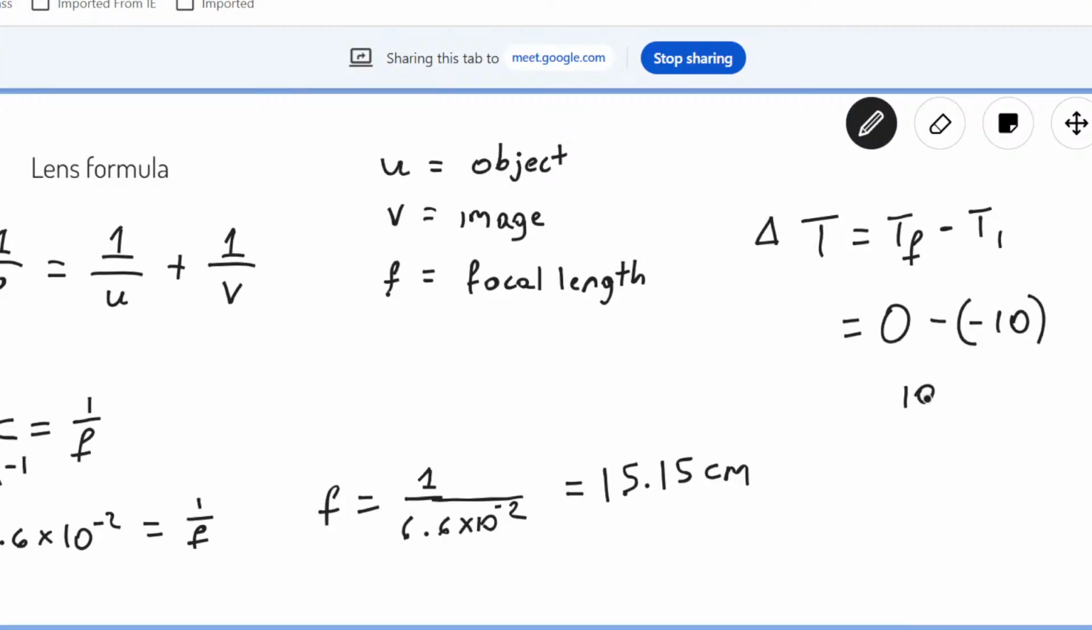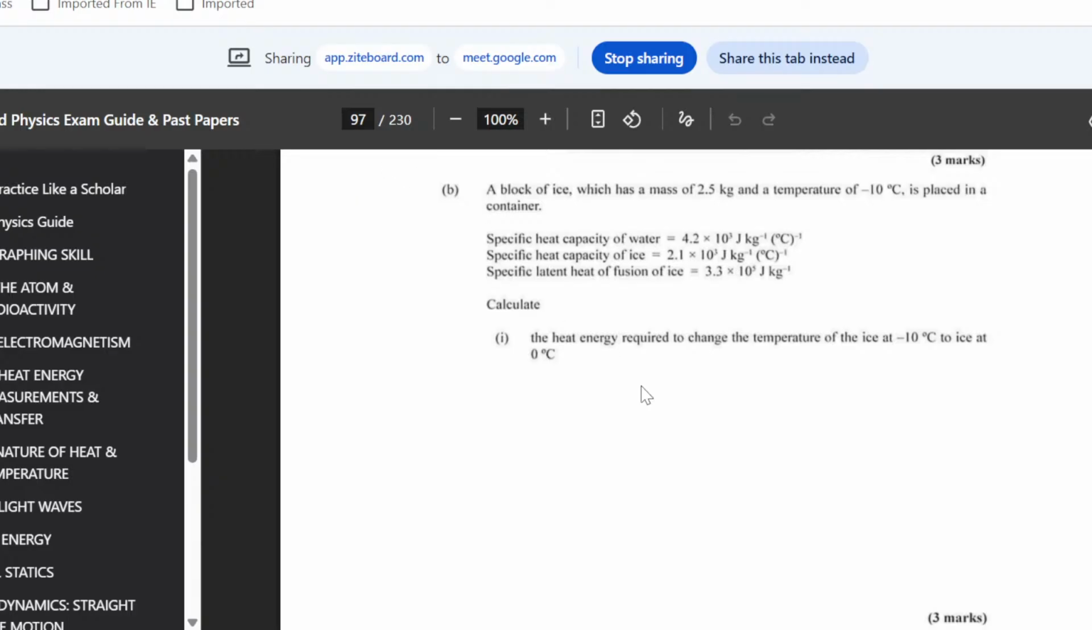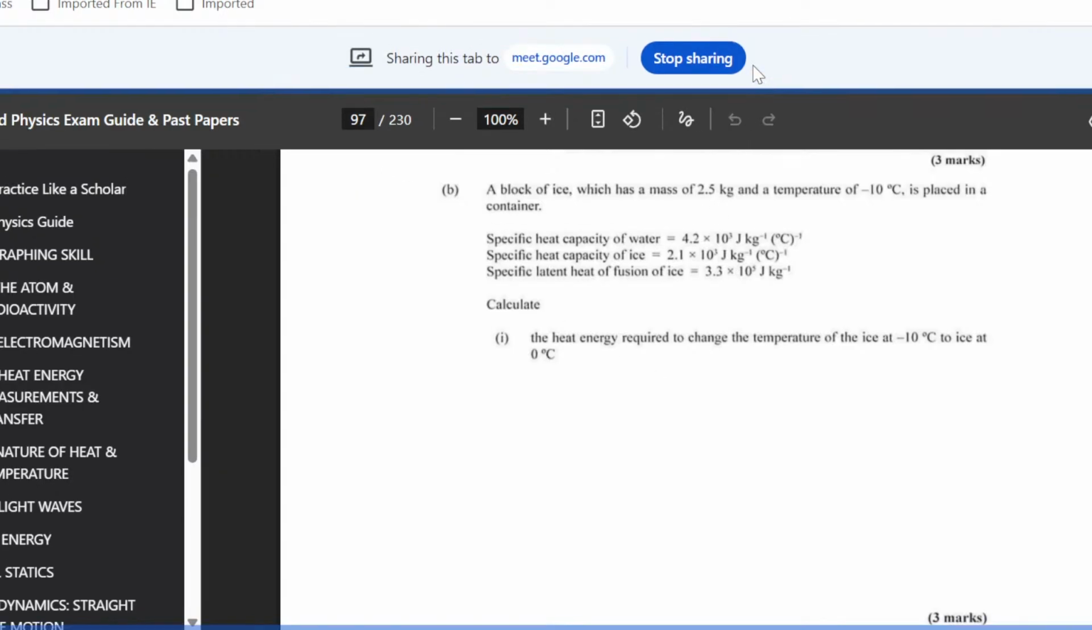I was asking, do we need to convert this to Kelvin? No, we wouldn't need to convert this to Kelvin, because a change in Kelvin is the same as a change in degrees Celsius. So once we do the change, that's good. Multiply that and it will give you a value: 2.5 times 2,100 times 10.